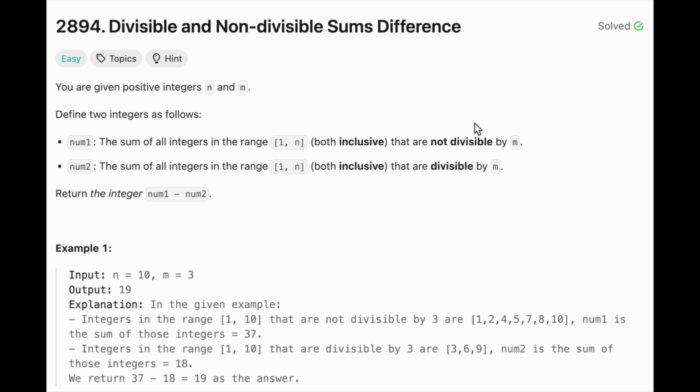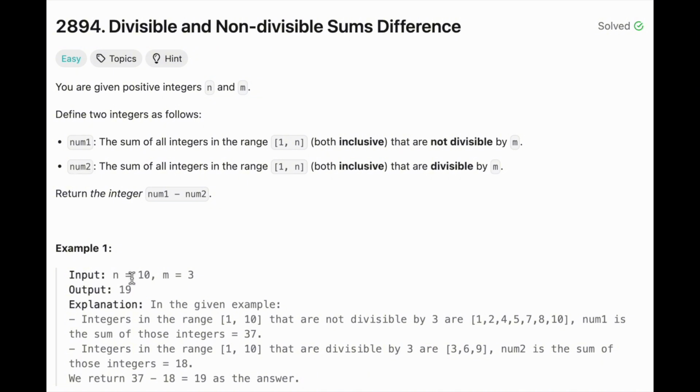So we are given two positive integers n and m, and we want to define two integers as follows. num1 will be the sum of all integers from 1 to n that are not divisible by m, and num2 will be the sum of all integers from 1 to n that are divisible by m. And we want to return the integer num1 minus num2.